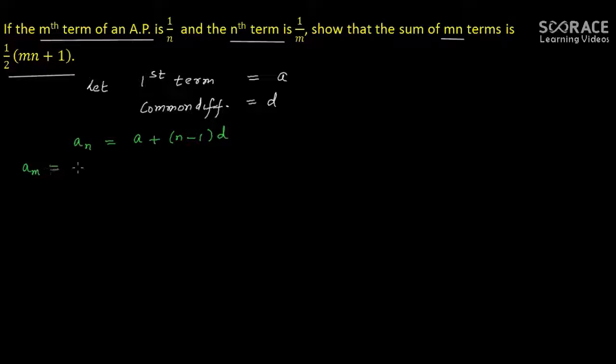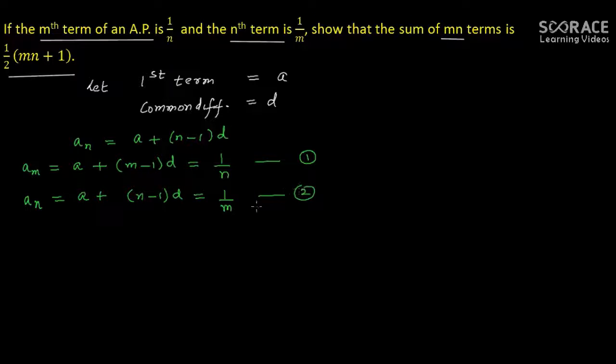So, am is equal to a plus m minus 1 d, which is equal to 1 on n, as it is given to us. So, let's mark this equation as 1. Now, similarly, let's write down the nth term. An is equal to a plus n minus 1 times d, which is equal to 1 on m. And let's mark this equation as equation number 2.